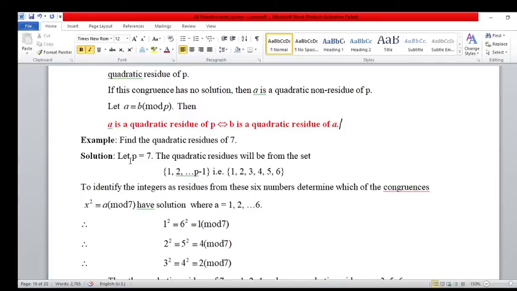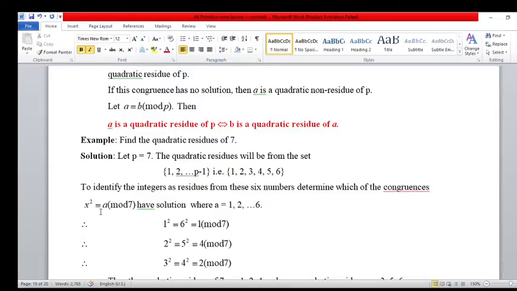Again, repeating this: p is 7, and 7 is an odd prime. The quadratic residues will be taken from the set 1, 2, 3, 4, 5 up to p minus 1. Since p is equal to 7, the members of this set are 1, 2, 3, 4, 5 and 6. Now we identify the integers as residues from these 6 numbers.